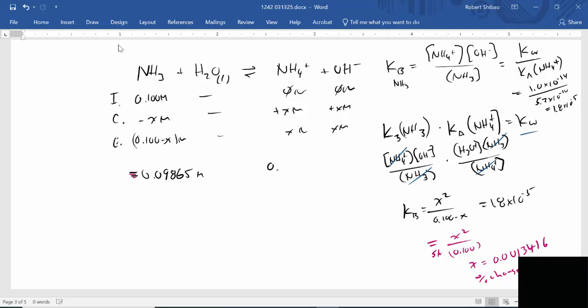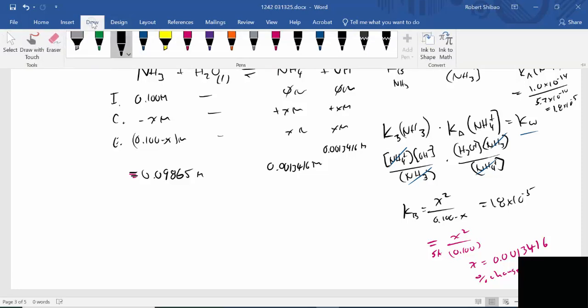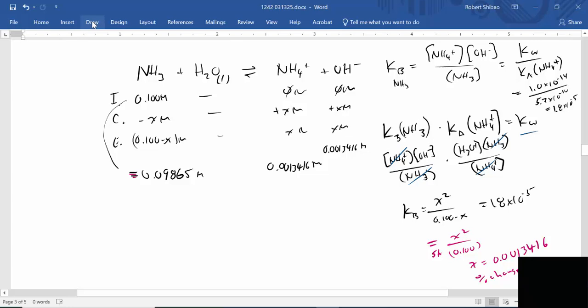And then over here, I'm going to get 0.0013416 molar, and the same for hydroxide, 0.0013416 molar. And so what we're going to see is about a 1.3% hydrolysis. It's a very weak base. 1.3% reaction.